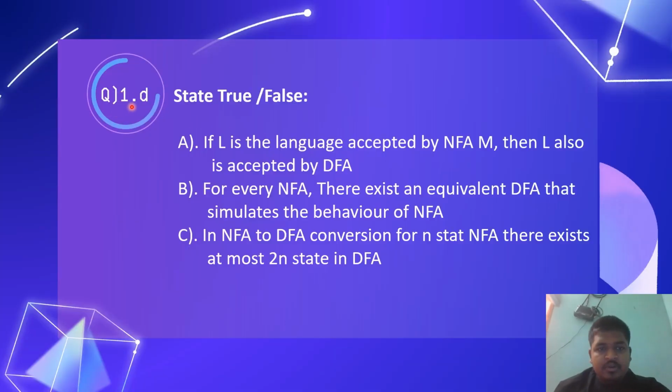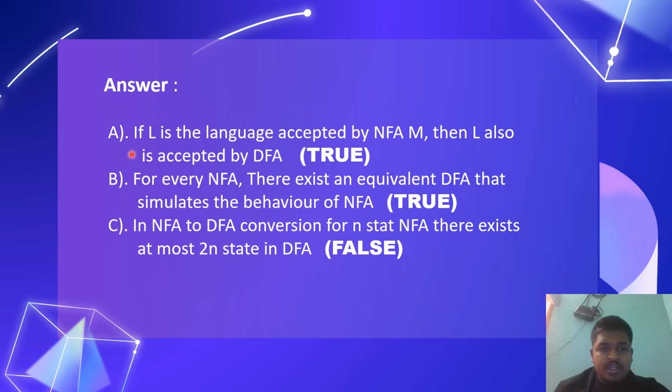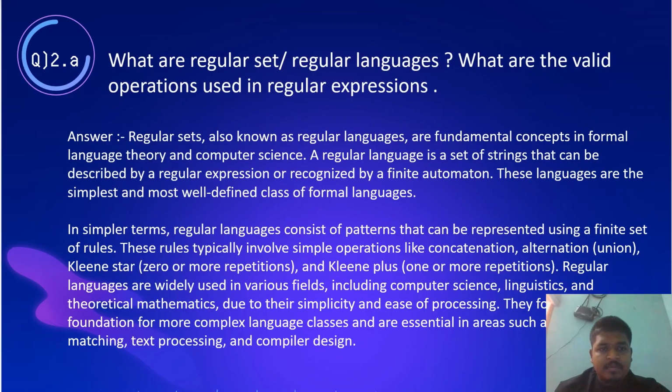Question first D. State true or false. Here are three points. Now see the answer. Option A: if L is the language accepted by an NFA M, then L is also accepted by a DFA. This is true. For every NFA, there exists an equivalent DFA that simulates the behavior of the NFA. In NFA to DFA conversion, for an n-state NFA there exist at most n states in the DFA is false. Now see question number second A.